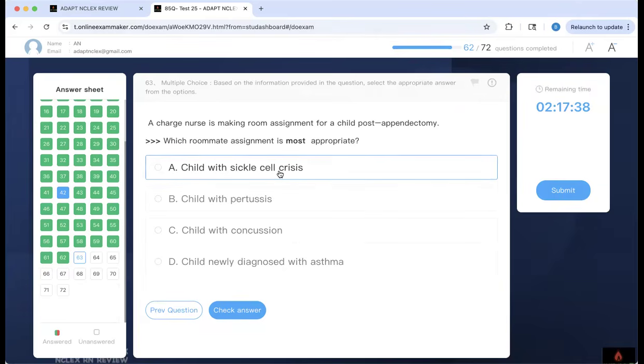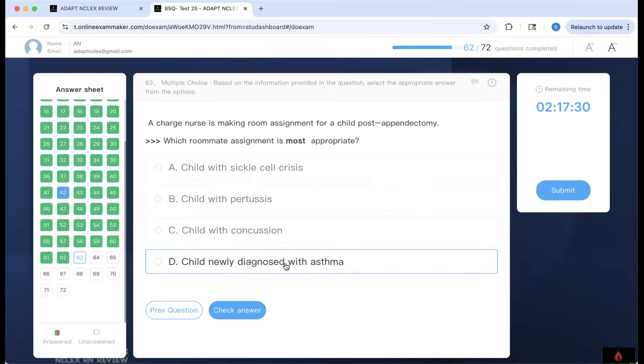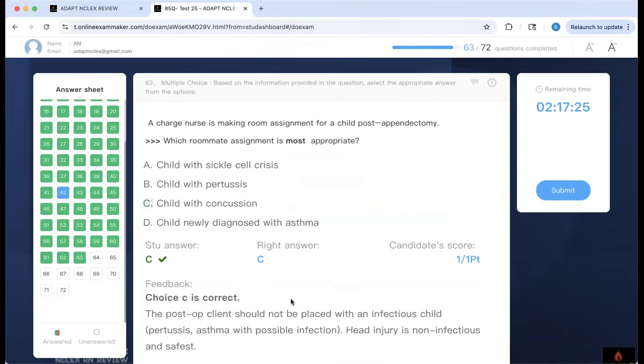Sickle cell patient in crisis. There are a lot of things going on. They may be immunocompromised. Pertussis may affect the appendectomy. Asthma patient, newly diagnosed client. We don't want any infection. The concussion patient is the best one.